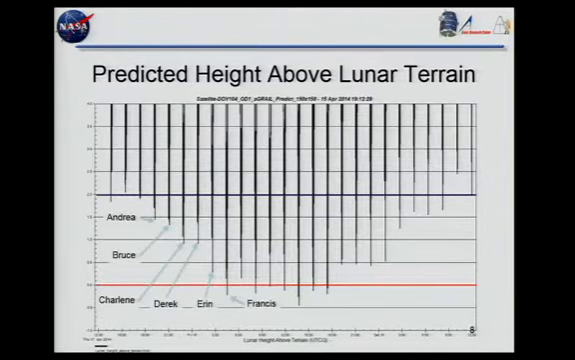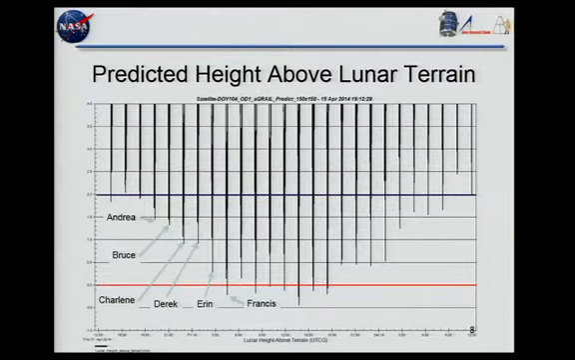So we decided we would name the possible impacts like you would name one of the major storms that generally hits the East Coast. We were careful not to pick any names of any of the team members. So we had Andrea, Bruce, Charlene, Derek, Aaron, and Francis. And there are actually two sets of lines on each of those, showing lowest height above terrain. One is the Lunar Prospector data, and the other one is Gravity Probe B data.